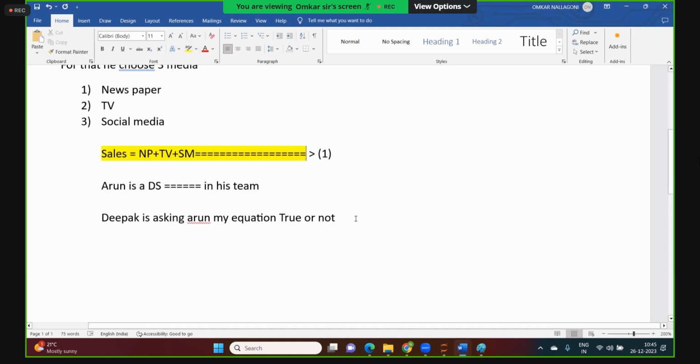Tell me, is this equation right or wrong? Can I make this equation: sales equals newspaper plus TV plus social media? Because all the combination of spending money is increasing my sales. Yes or no? Tell me, Renuka, is the equation correct or wrong? By spending money on newspaper and TV and social media, my sales should increase. Tell me, is that equation correct or wrong?